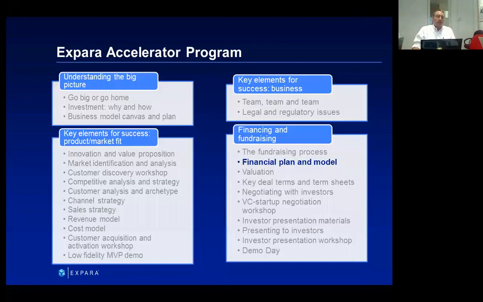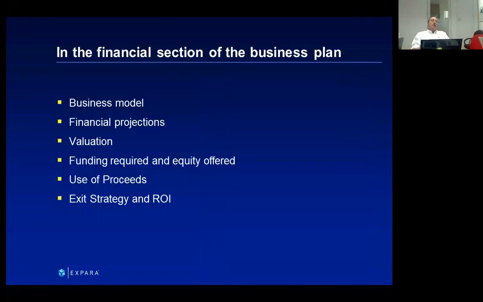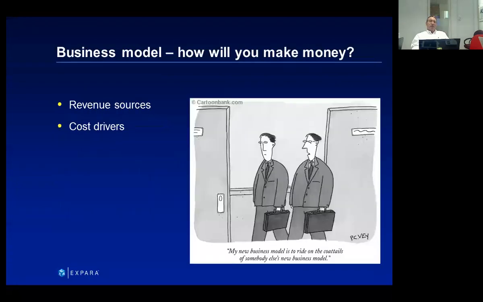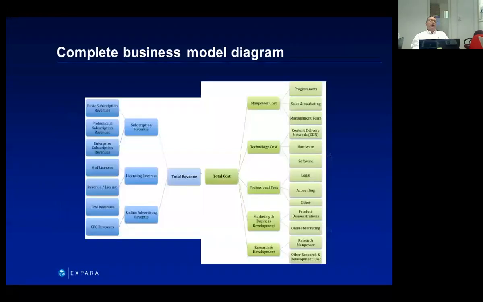Okay, so I think we talked about this. Good afternoon. We talked about this yesterday. So, financial section: business plan, business model, financial projection and evaluation, funding required and equity offering, use of proceeds, exit strategy, and ROI. Now we're going to go into the financial forecast and valuation in more detail today. We talked about this already, but just to review: business model, revenue sources, and cost drivers.